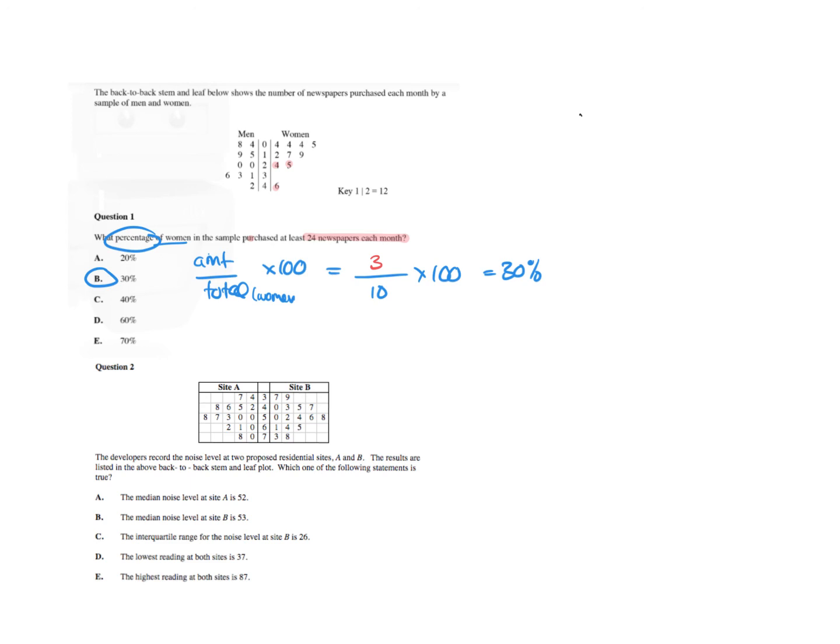The developers record noise levels at 2 proposed residential sites, A and B. The results are listed in a back-to-back stem and leaf plot. Which of the statements is true? So we need to go and find, you can see they're talking about the median of both sites and maybe the interquartile range. So you probably need to work out all of those for each, and then decide which one of the following statements is true.